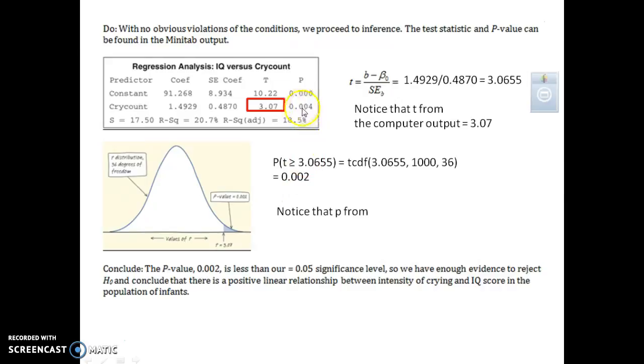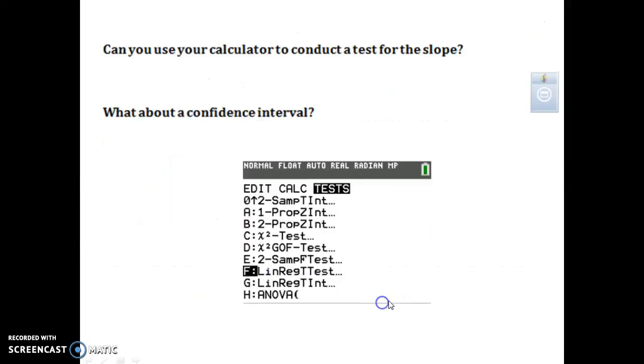Now, if you look at the p-value here, it is not equal to 0.002. However, it is twice what we just found. What is going on here is that the computer output gives you the p-value for a two-tail test. So if you know that, you can simply divide this by 2 to get the area in the right tail. Or you could do it by hand, and you need to be able to do it both ways. So our p-value, which is 0.002, is less than our alpha 0.05. So we have enough evidence to reject the null and conclude that there is a positive linear relationship between intensity of crying and IQ score in the population of infants.